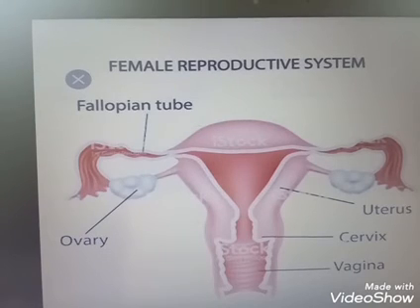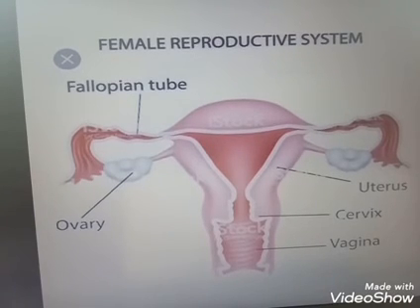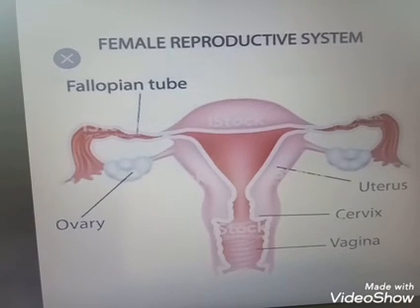The uterus is an inverted pear shape. It is supported by ligaments and attached to the pelvic wall. The body of the uterus is known as the corpus, the cavity is known as the uterine cavity, and the neck portion is known as the cervix. The cervix along with the vagina forms the birth canal.